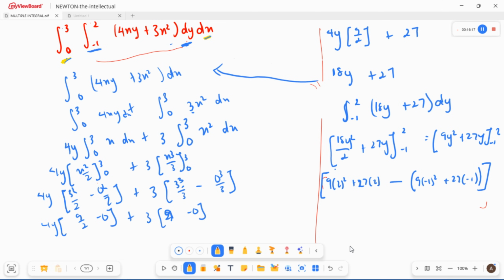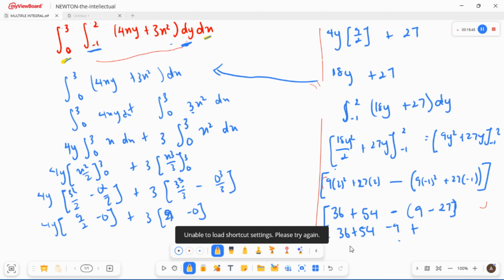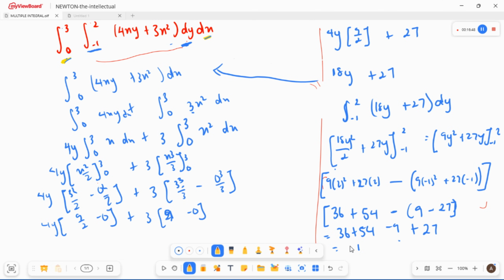So now 2 squared is going to give us 4. So 4 times 9 will be 36, plus 27 times 2, which will give us 54. Then we have minus 1 squared, which is going to be 1, times 9, which will be 9, then minus 27. Then we're going to be having 36 plus 54 minus 9 plus 27. And at the end of the day, we end up with 108, the same answer that we got from using the initial method.